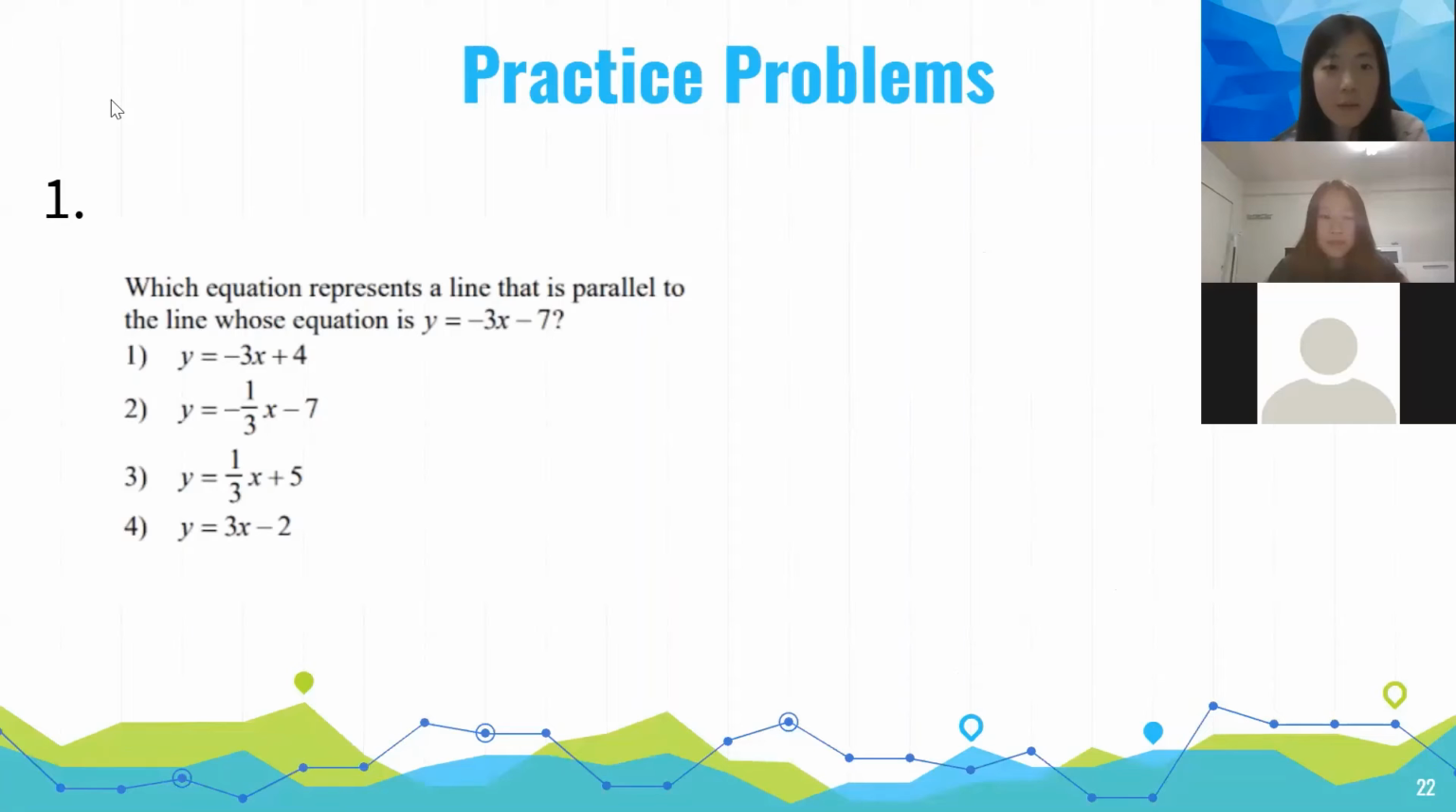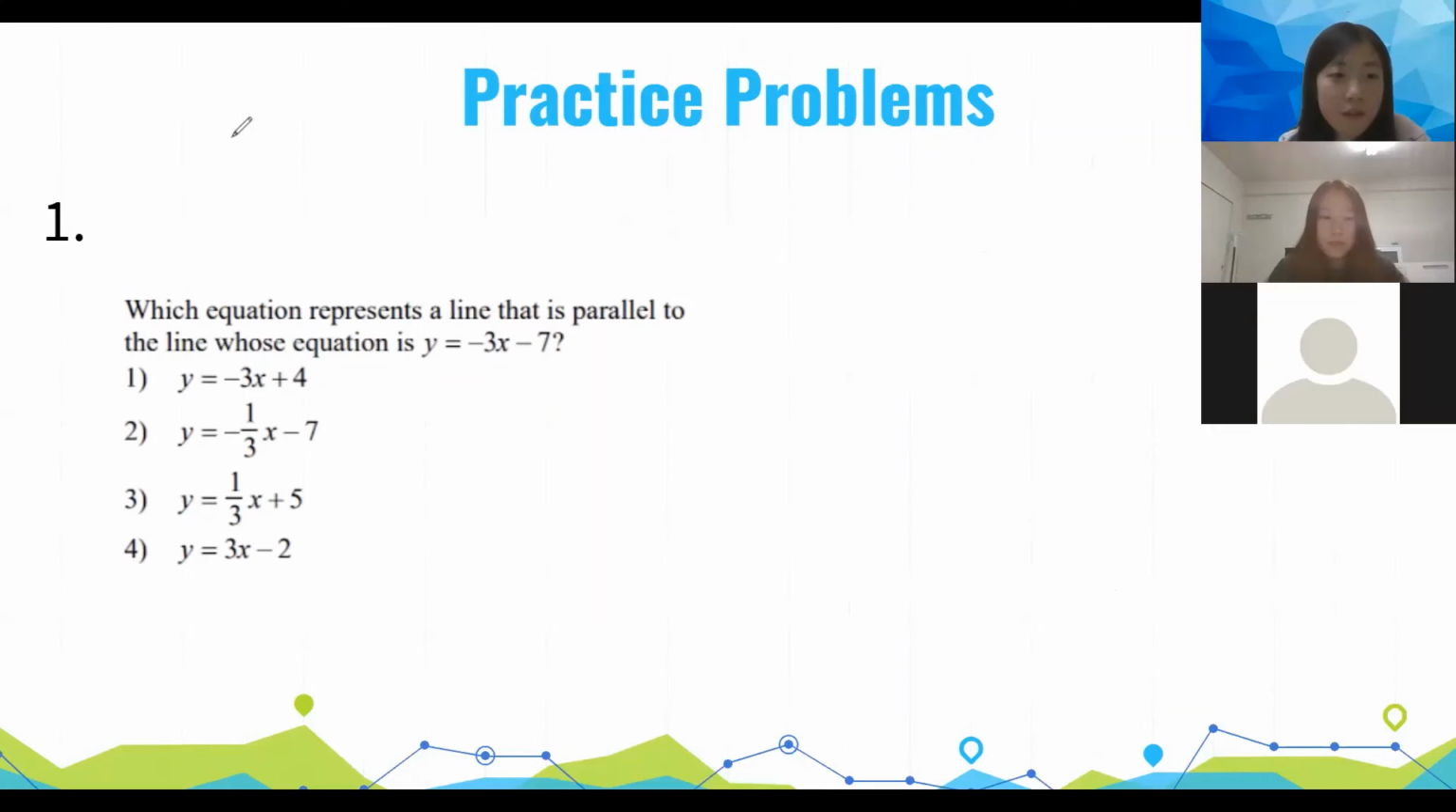So let's work on a practice problem. For this question, we have to find which equation represents a line that is parallel to the line whose equation is y equals negative 3x minus 7. So do you remember what the slope of a parallel line is? Are they negative reciprocals or are they equal? Equal? Yes, so for parallel lines, the slopes are equal.